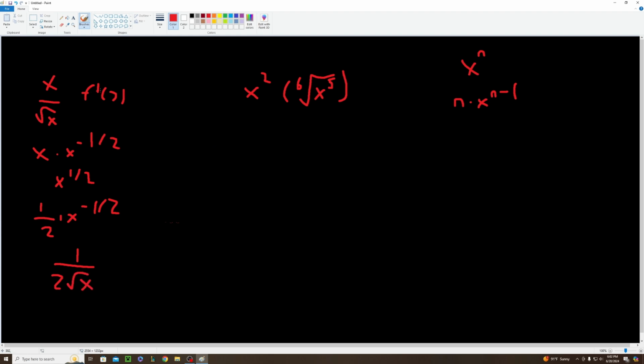But for this one I wrote f prime of 7, so we're trying to find the rate of change at x equals 7. So we just plug in 7 at the end, which would be 1 over 2 root 7. And you usually don't have to evaluate it. That's your answer.